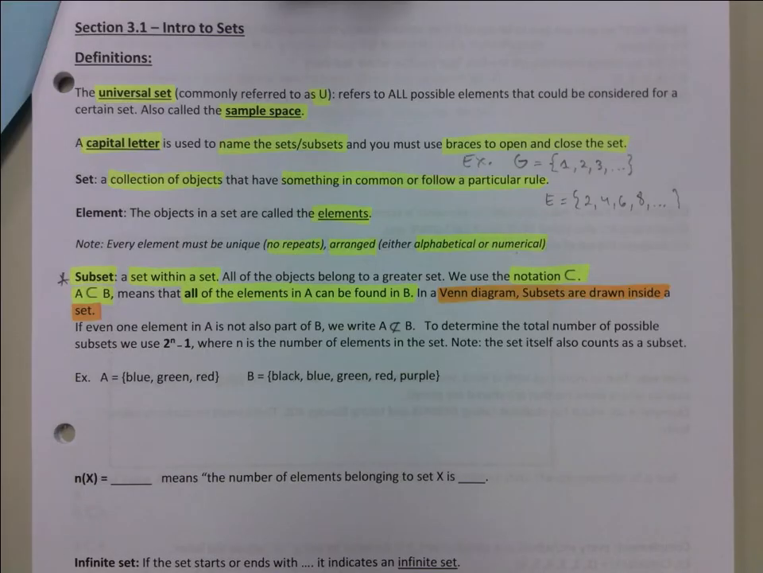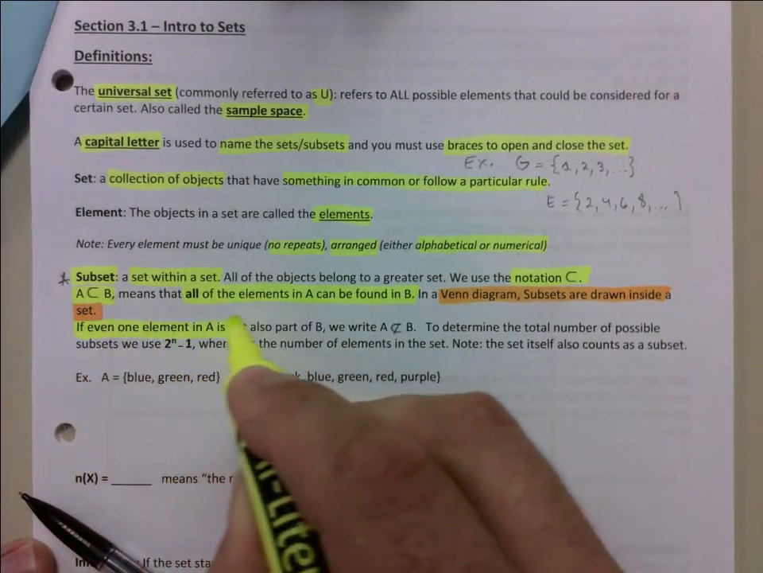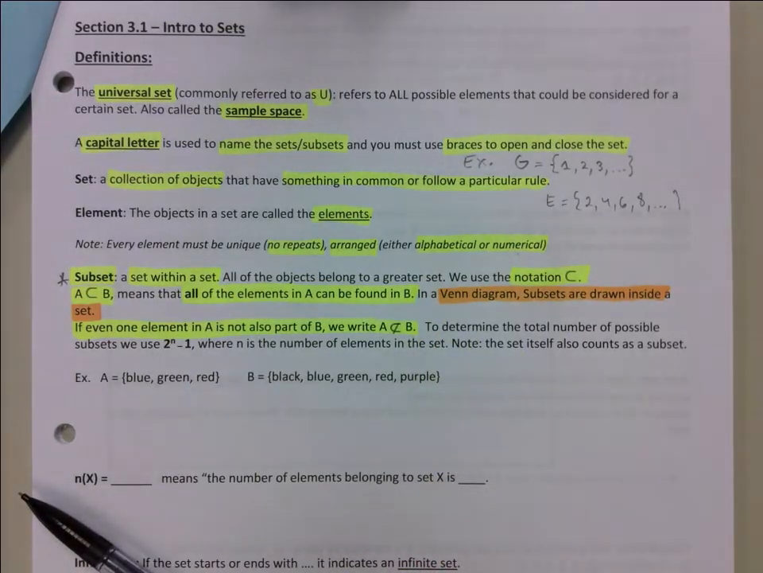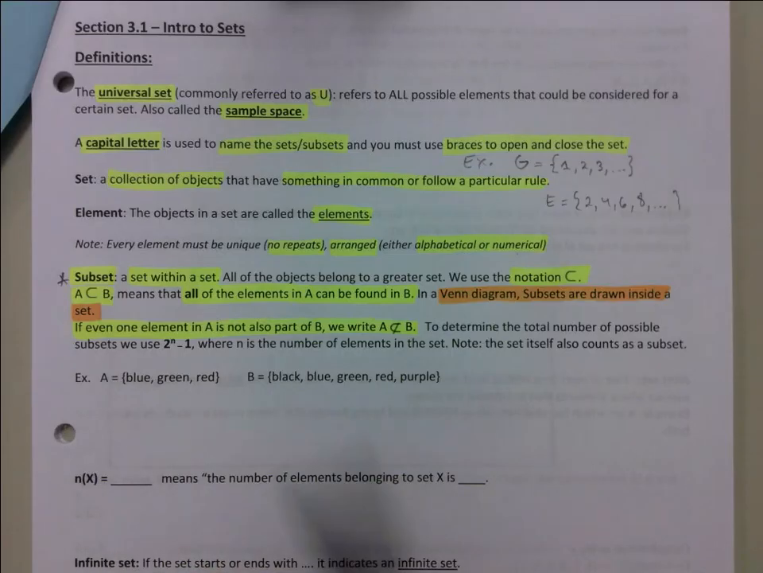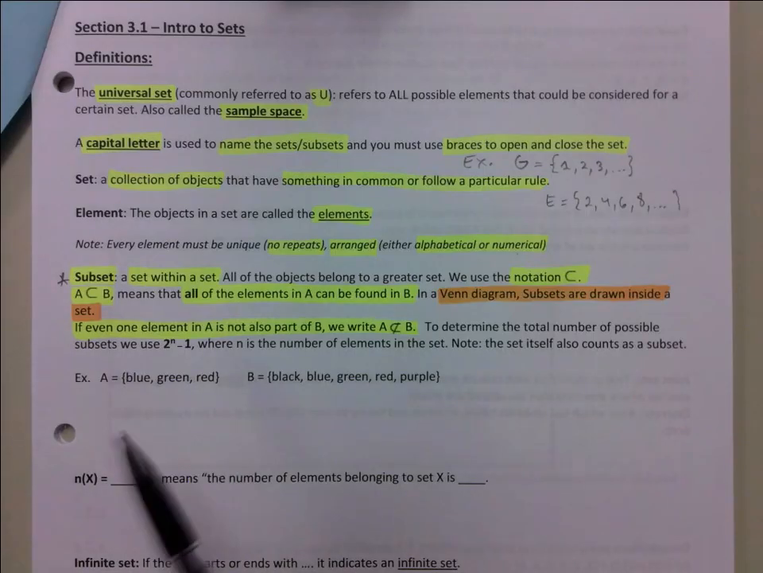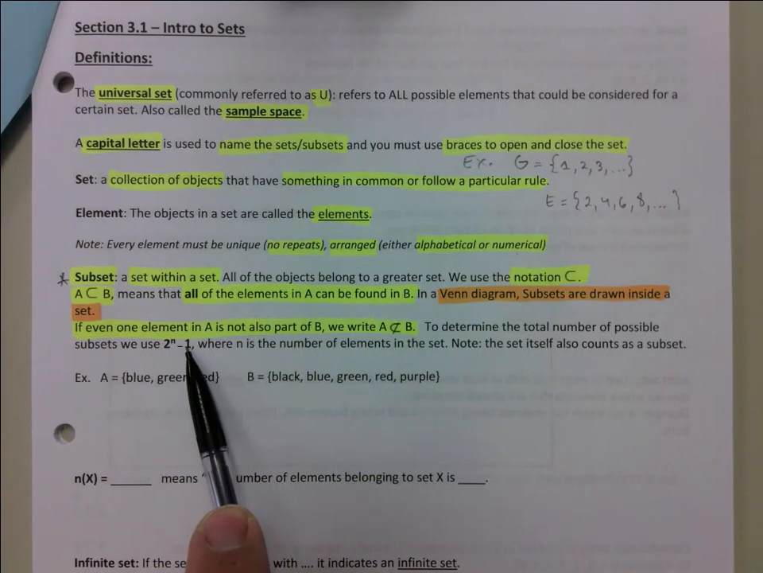If even one element in A is also part of B, then we write that they're not the same. If even one element in A is not also in B, then you would not be considered a subset. To determine the total number of possible subsets, right now this is gibberish, but it's 2 to the power of n minus 1. That's how many subsets can be created.